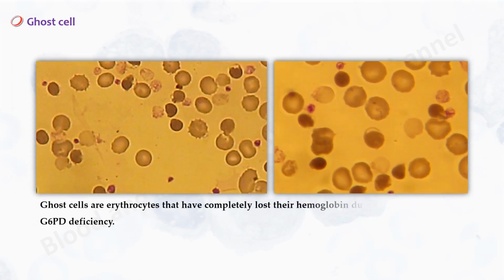Ghost cells are erythrocytes that have completely lost their hemoglobin during acute hemolysis in glucose 6-phosphate dehydrogenase deficiency.